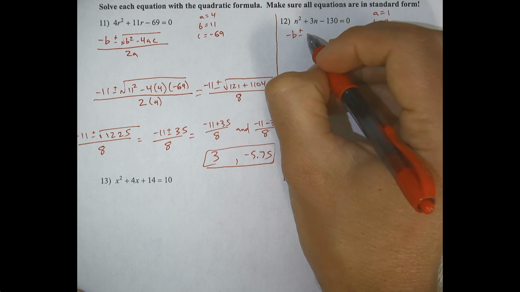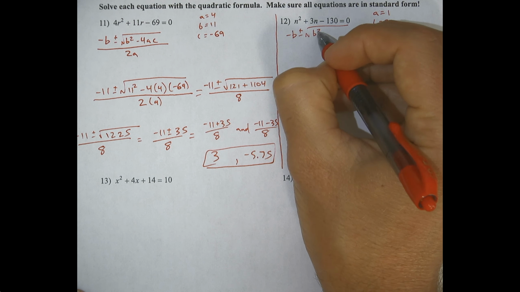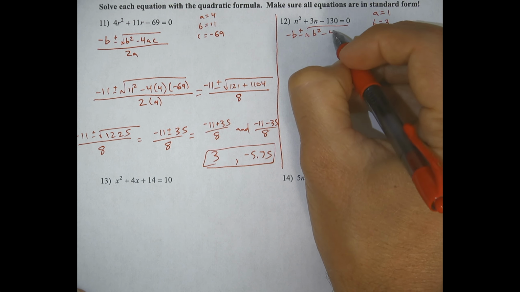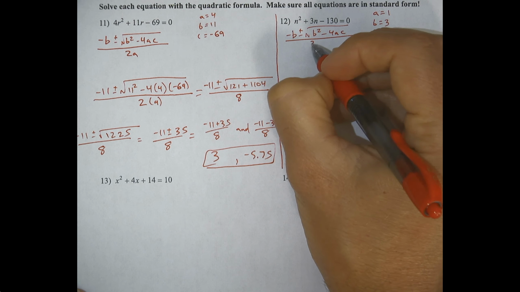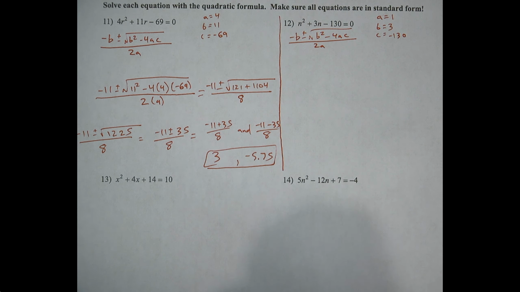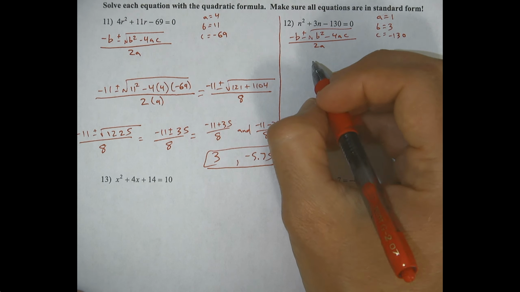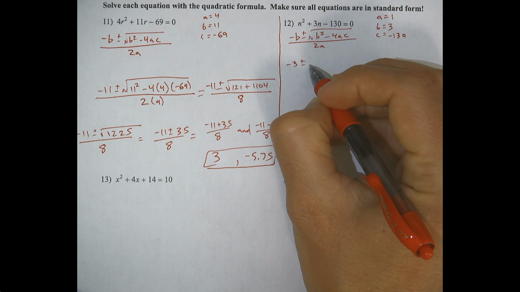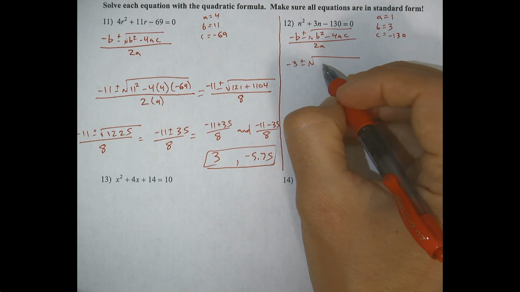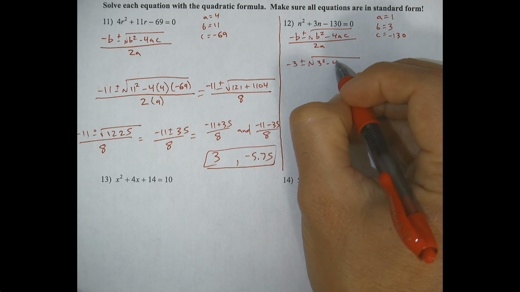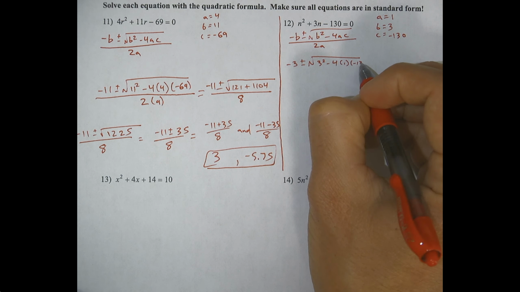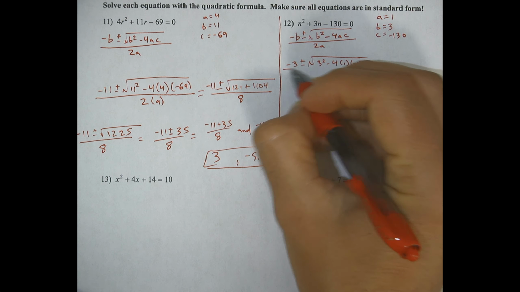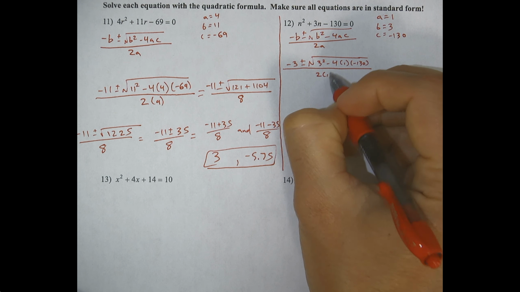Quadratic formula: negative b plus or minus the square root of b squared minus 4ac, over 2a. Again, I want you to keep writing that so you can somewhat memorize it. All right, negative b would be negative 3 plus or minus the square root of your discriminant, 3 squared minus 4 times 1 times negative 130, all of that over 2 times 1.